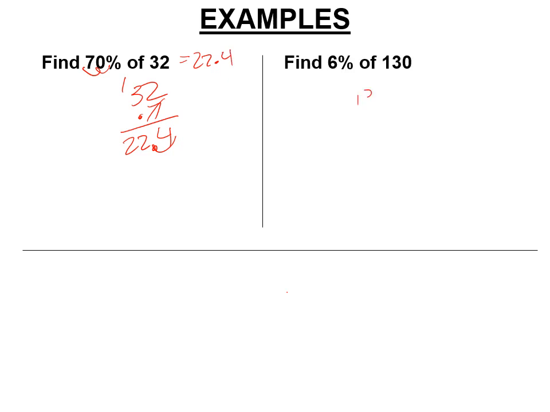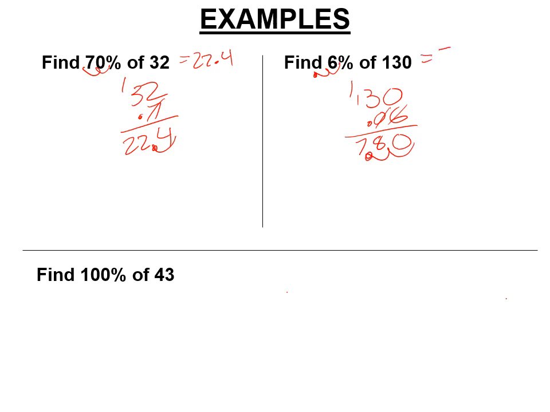6% of 130, move the decimal twice, 0.06 we multiply by. 6 times 0 is 0. I know the next problem came up, but 6 times 3 is 18. 6 times 1 is 6 plus 1 is 7. You get a row of zeros next. We don't need that. Move it twice. 7.8.